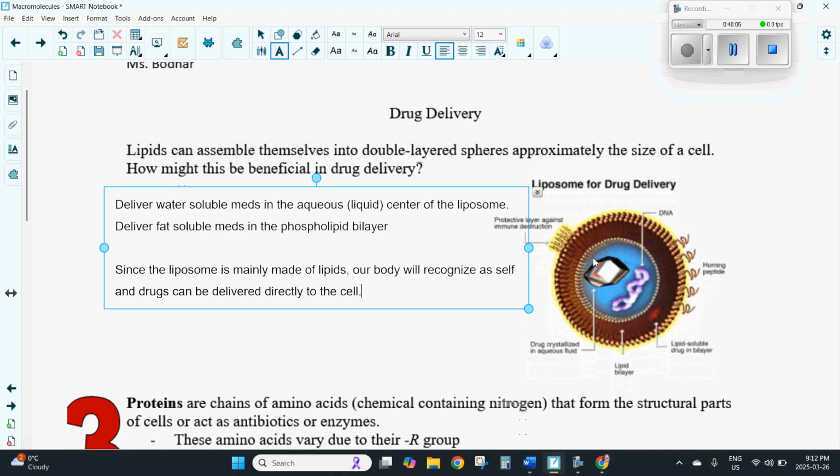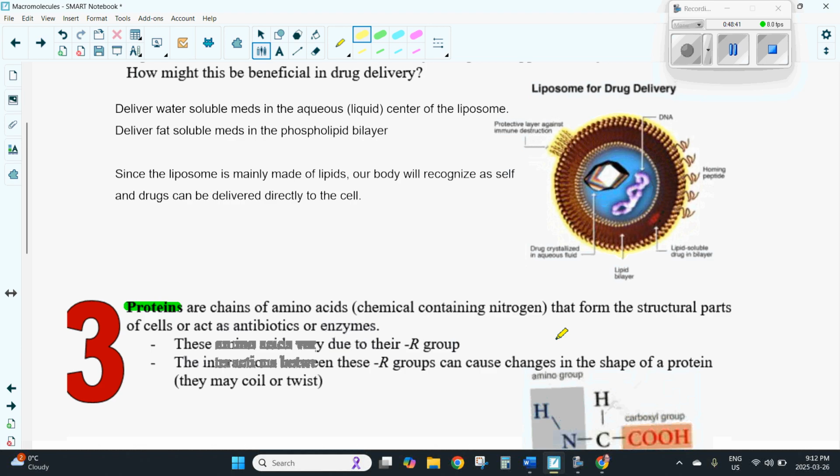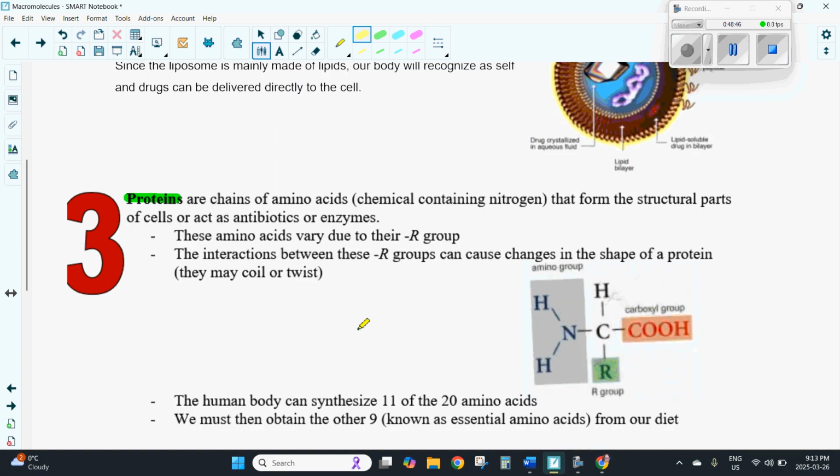And our last but not least energy form or macromolecule is a protein. Proteins are chains of amino acids. You'll talk about them in more detail in Bio 30, because you talk about how amino acids are created from your DNA and how that DNA gives instructions for everything in our body. So proteins are chains of amino acids, and they have a nitrogen component to form the structural parts of cells, or can act as antibodies too, and enzymes.